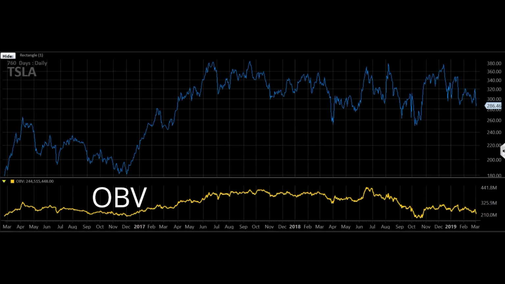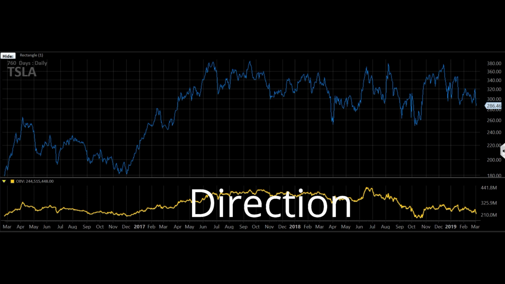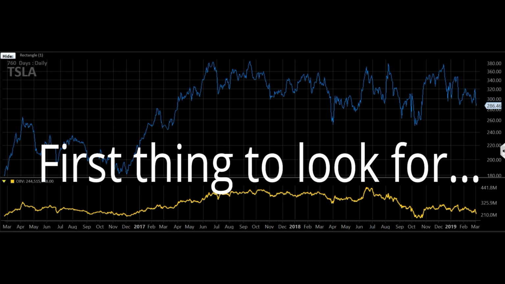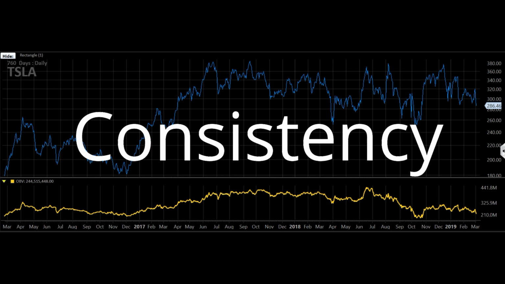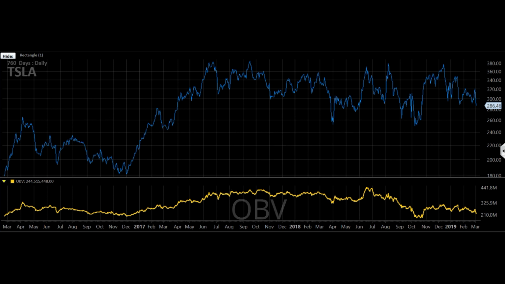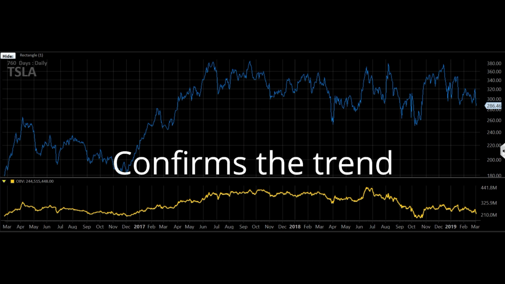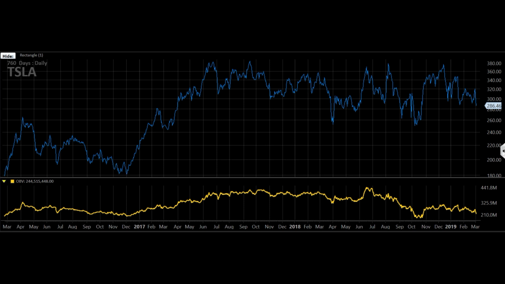For this technical indicator, you don't have to pay so much attention to the values it oscillates from. Instead, you should focus on the direction and line movements. So the first thing traders in the stock market look for when it comes to this indicator is consistency. They want to see the OBV doing the same thing as the stock price, for it confirms the trend. It gives reassurance or warns investors, depending on the situation, that the trend will continue.